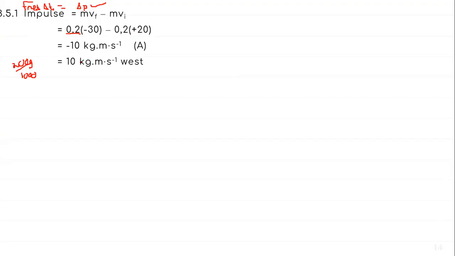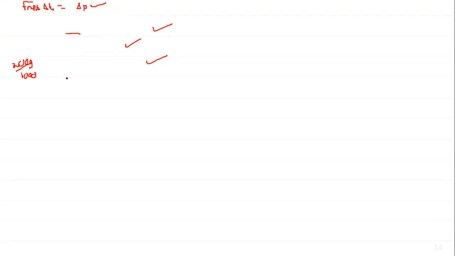Then we interpret our direction. It means it will be 10 kilograms dot meter per second. And remember that negative which we have omitted means west. So we will allocate a mark there, a mark there, a mark there, and a mark for all of that altogether. So this is more or less 4 marks. So the change in momentum, which represents the impulse, is 10 kilograms dot meter per second west.